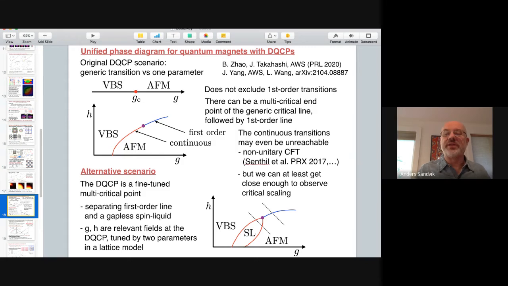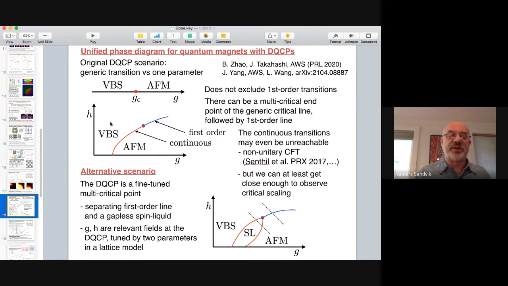So now, this is sort of soon summarizing everything. I have a couple more slides, but this is an important point I want to make at the end here. If we look at the original DQCP scenario, we thought of it as, okay, we go from VBS to AFM. We just change one parameter, and it's a generic quantum critical point. That means it doesn't really matter what model we use. But if we do look at a model with 2 parameters, it should be something like this. So we should have a line of critical points. In that sense, it's generic because we don't have to fine-tune to get here. But then, we can never exclude that there's some sort of tri-critical point and first-order transitions as well. So this is the scenario people have had.